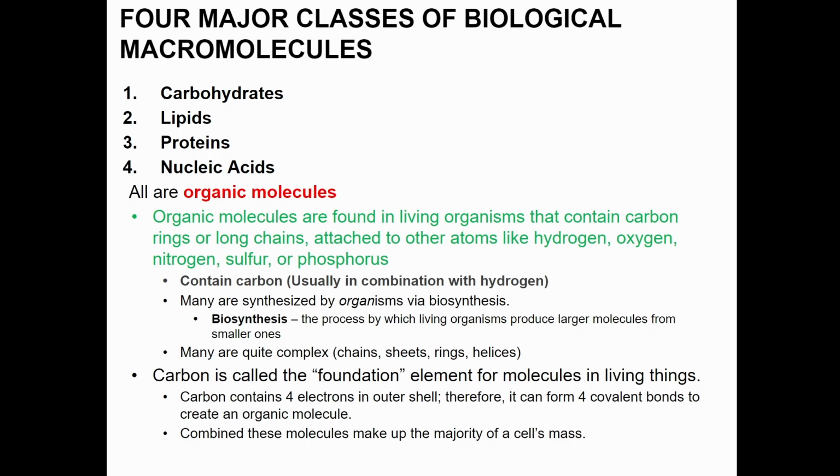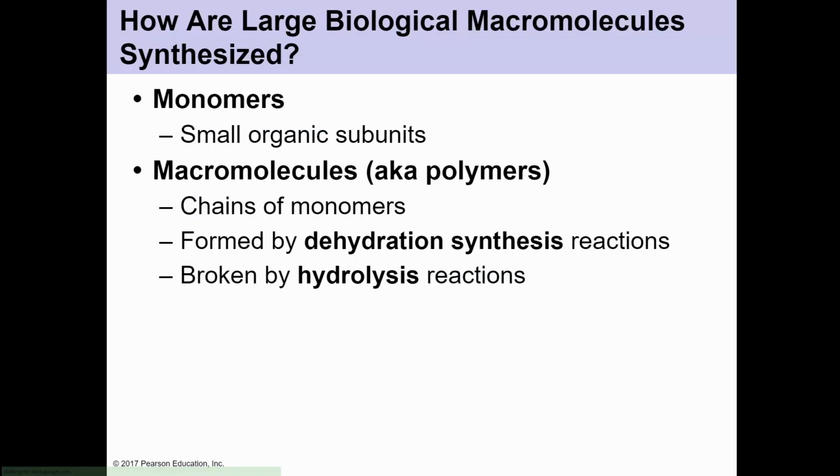Many of these macromolecules are very complex. They form sheets or chains or rings or helices, and this is possible because of carbon. Carbon is the foundation for many biological macromolecules because it has 4 electrons in its valence shell. Therefore, it can form 4 covalent bonds and create multiple types of organic molecules. So carbon is not only the foundation element for these molecules, it's also very versatile because it allows for the formation of those chains, sheets, rings, and helices because of the shapes it can take on.